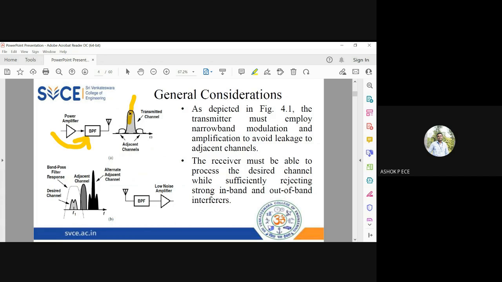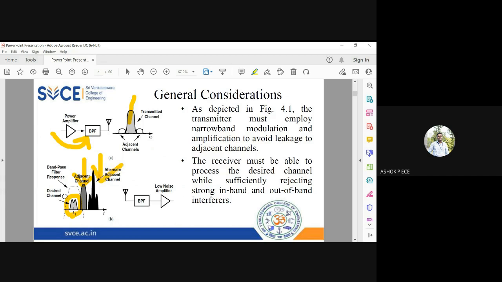So if the transmitted channel power is very large and the noise level is very small, then I have no issues. But what happens if the noise power is equivalent to your signal power, or it is more than your signal power? At the receiver, you have the antenna, the band pass filter, and the low noise amplifier to get back your signal. What happens? See here, the desired channel power is less, the adjacent channel power is more, and the other adjacent channel power is even larger.